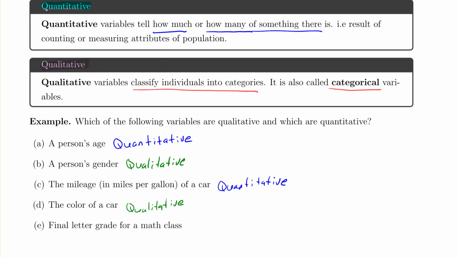Final letter grade for a math class. Letter grade is also a category. So therefore, this is qualitative. It's not a numerical measure or counting. Depending on the score a student receives or earns, we put it into a category. 90 and above is the category of A. 80 to below 90 is category B, and so forth. Therefore, it's a category.